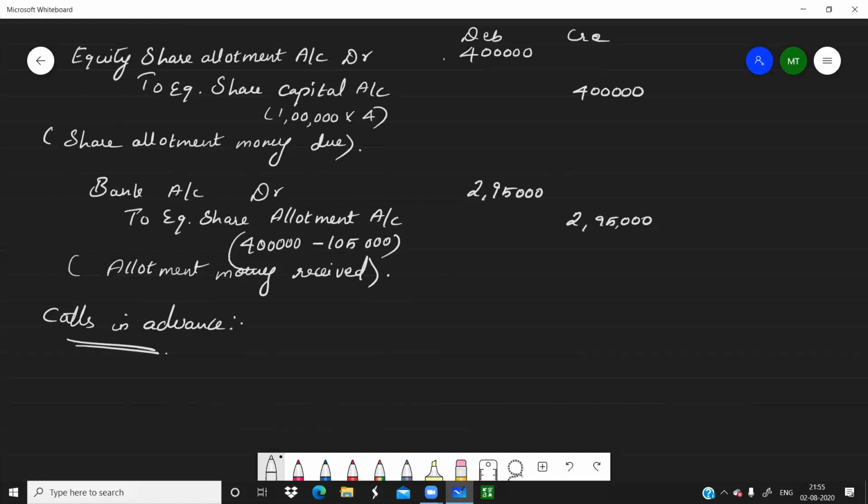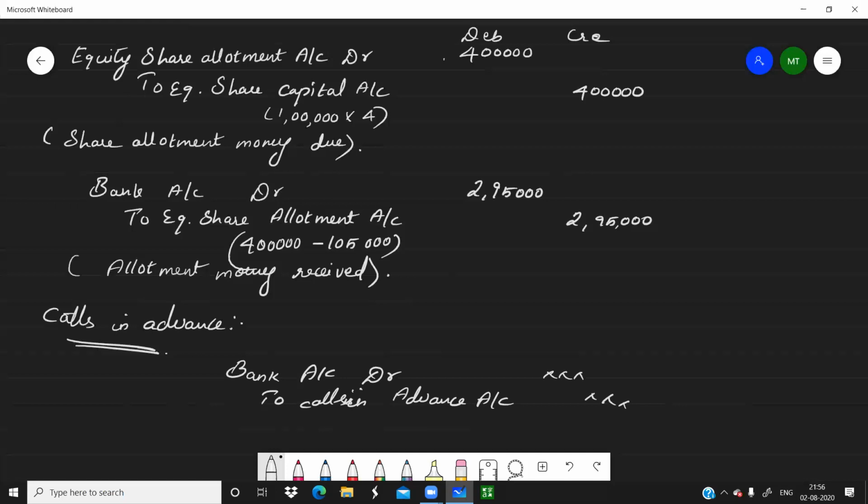Okay. So the journal entry for money received in advance on allotment or call. If we have received an advance on allotment or call, the journal is bank account debtor to calls in advance account. Okay, so fill in the amount in the debit and credit columns. That's all. Now for adjusting towards call, I will tell you what comes.